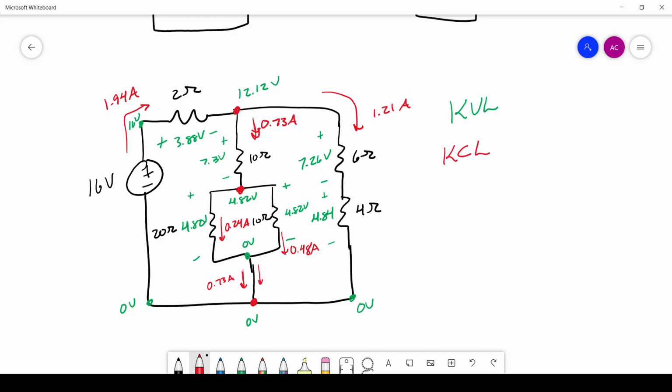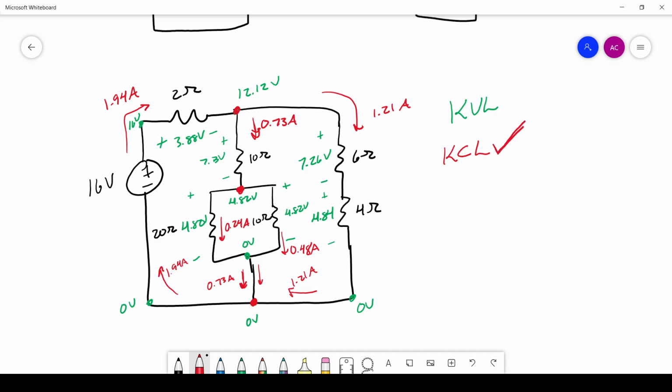Like I said, we have this 0.73 amps coming in from those parallel resistors. We have 1.21 amps coming from this branch. And then we have 1.94 amps going this way. So 0.73 plus 1.21 gives us 1.94. KCL is satisfied at this node, and it's satisfied at every node.